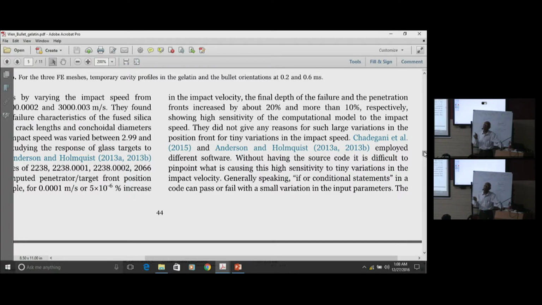But somehow, when this reviewer studied the problem, not exactly impact on glass, they saw a significant difference. When I say significant, because when you are changing input by 0.305% and you get the output changed by 2%, it's a significant difference. So they saw something similar. For their impact problem, they also had an impact speed of about 2 kilometers per second, and they changed it by a minute amount.